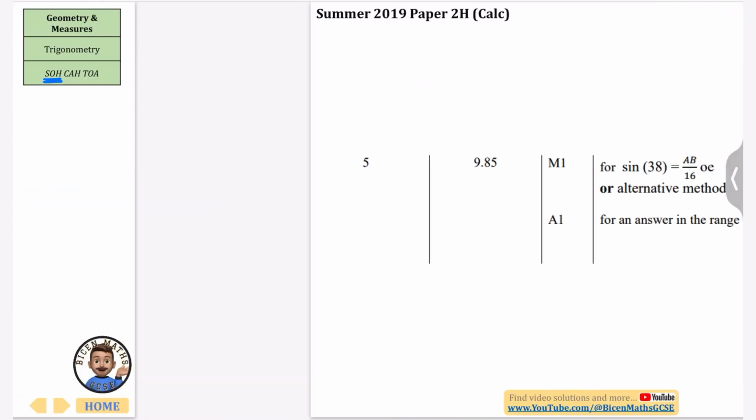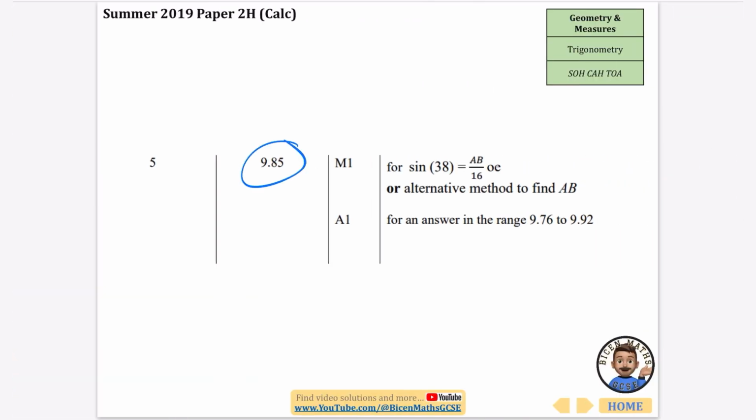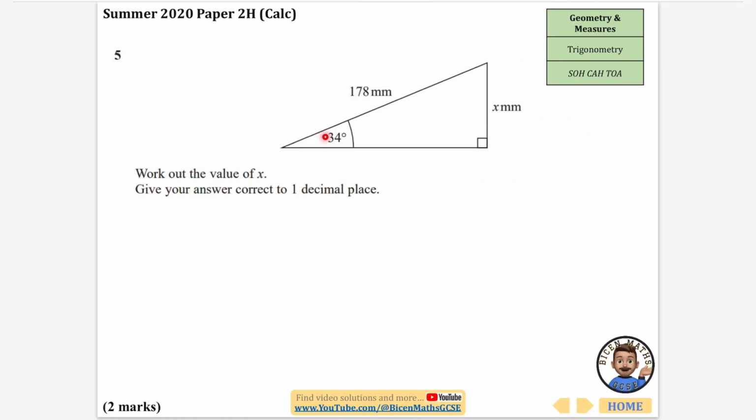Let's double check we've got this. Yep, there is the 9.85. Okay, now let's have a look at the next question. It says work out the value of x.